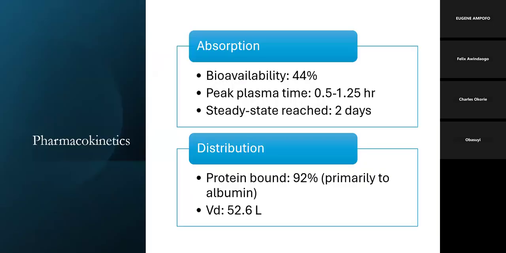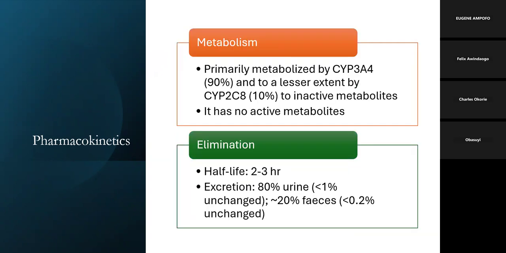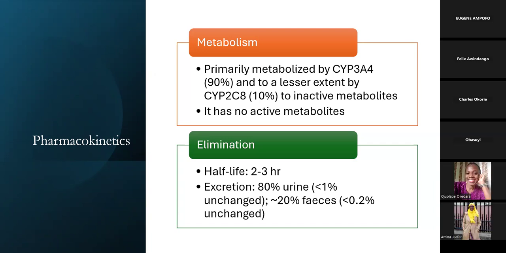Okay. Bioavailability is about 44%, with steady state in 2 days. It is also highly protein bound, mostly to albumin. It is metabolized by CYP3A4, about 90%, and CYP2C8 also does that, and it has no active metabolites. About 80% is excreted in urine, and about 20% is excreted in feces.